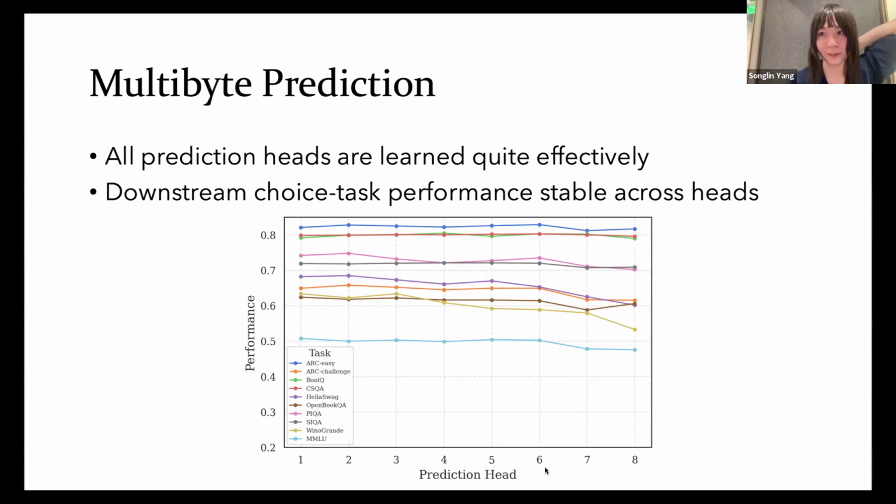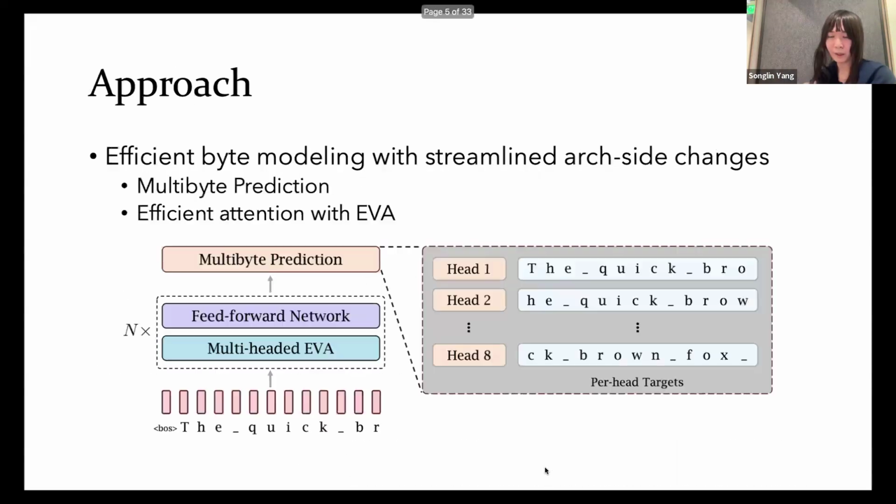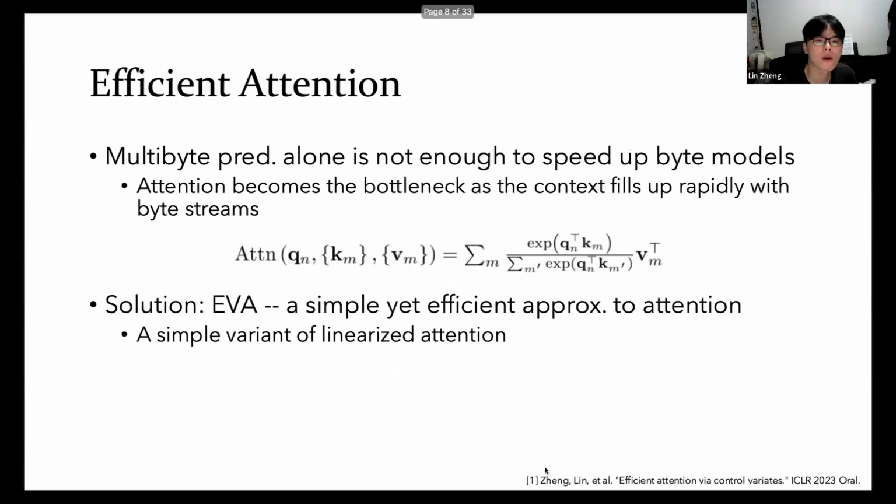Do you have an inference efficiency comparison with those tokenized models? It should be right here.